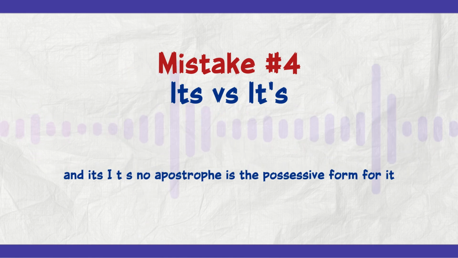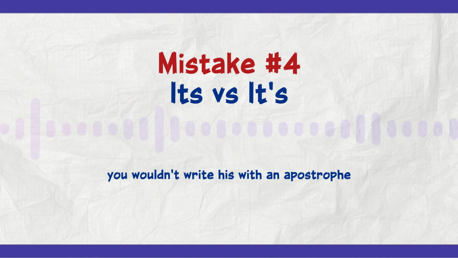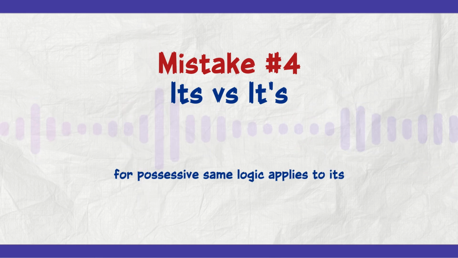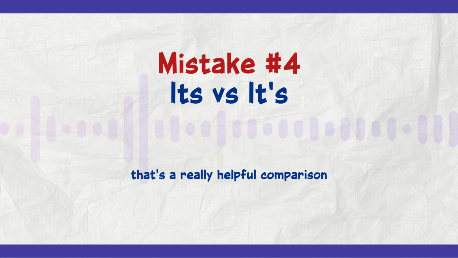Okay, and its, I-T-S, no apostrophe, is the possessive form for it, like his or her, but for a thing or an animal. Exactly. You wouldn't write H-I-S with an apostrophe for possessive. Same logic applies to its. So, the dog wagged its tail. The tail belongs to the dog. That's a really helpful comparison.